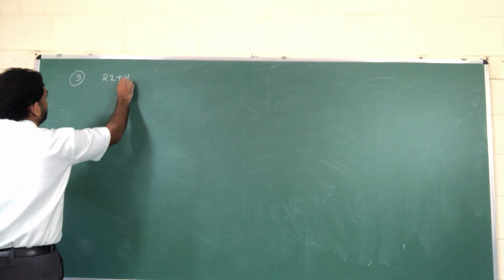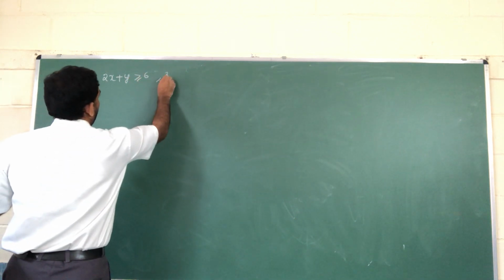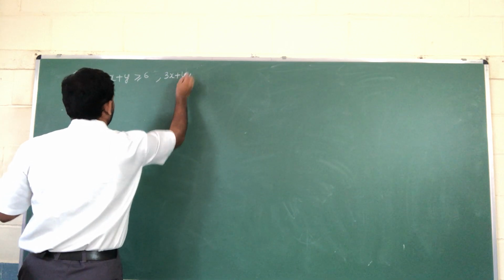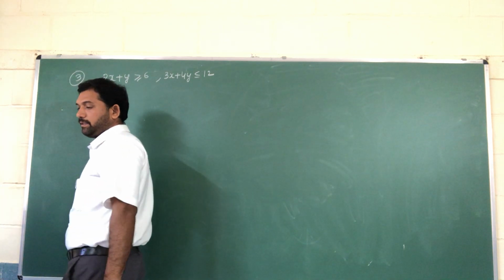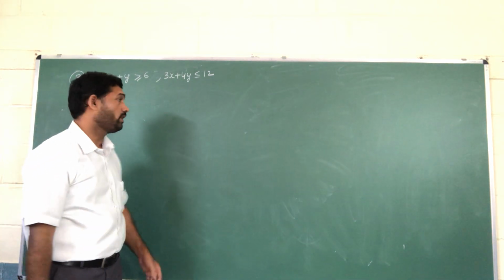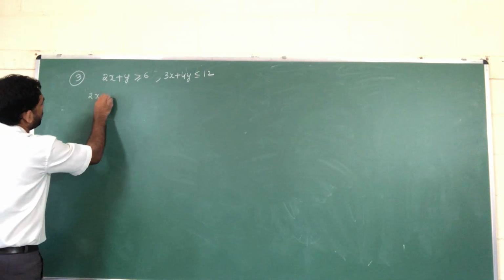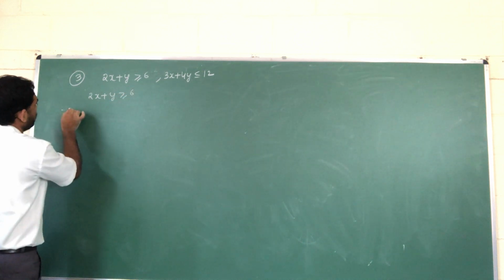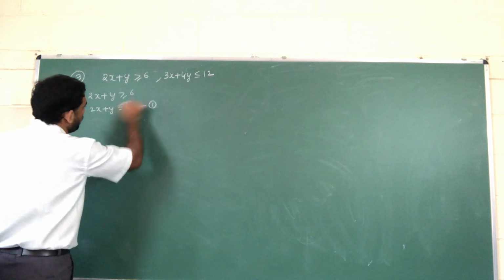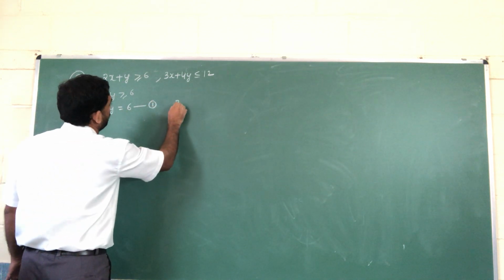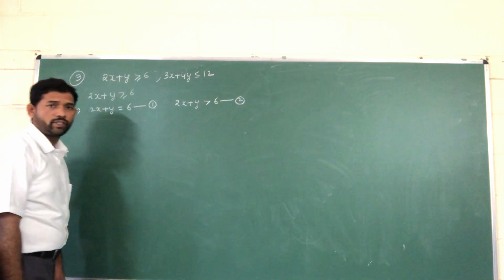The third one: 2x plus y greater than or equal to 6, and 3x plus 4y less than or equal to 12. Here two inequalities are given. See how? 2x plus y greater than or equal to 6 implies 2x plus y equal to 6. It is equation number 1. Same, 2x plus y greater than 6. That is equation number 2.